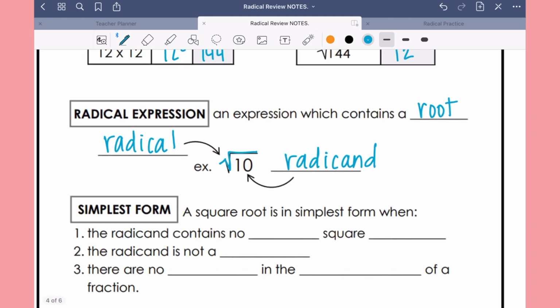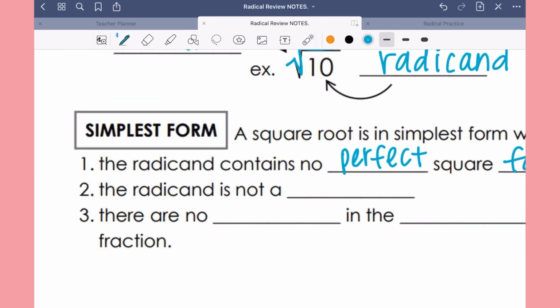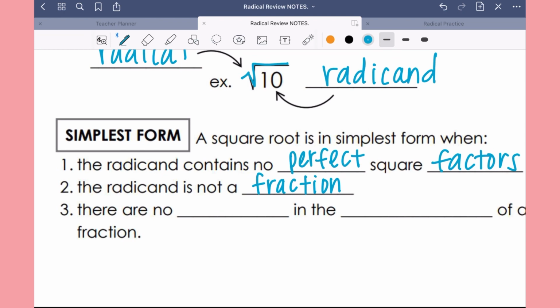Now, a square root or a radical is not simplified unless it has these 3 conditions. Okay. The radicand contains no perfect square factors. Okay, so what does that mean? If it's a number like 36 or 45 or 28, those contain factors that are perfect squares, and we can't leave them like that. It's not simplified enough. The radicand is not a fraction, so you cannot leave it as a fraction.